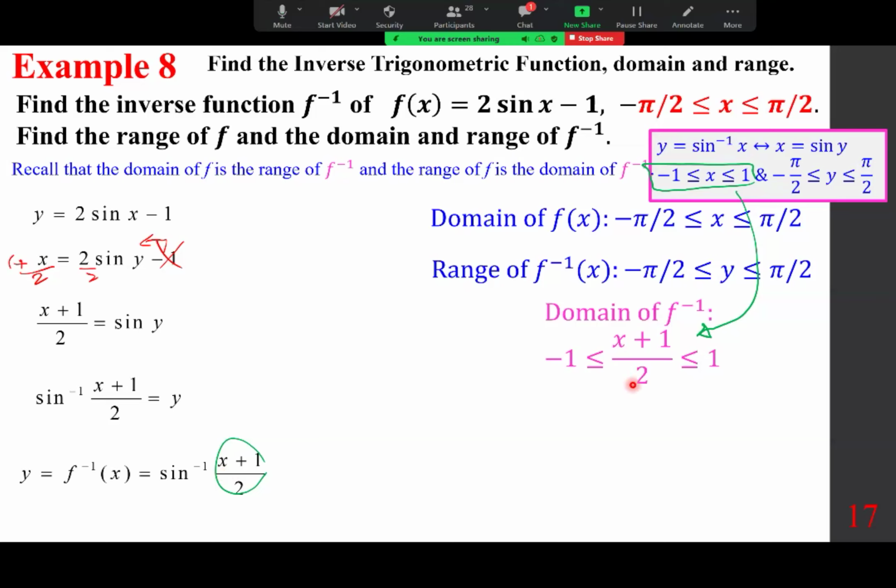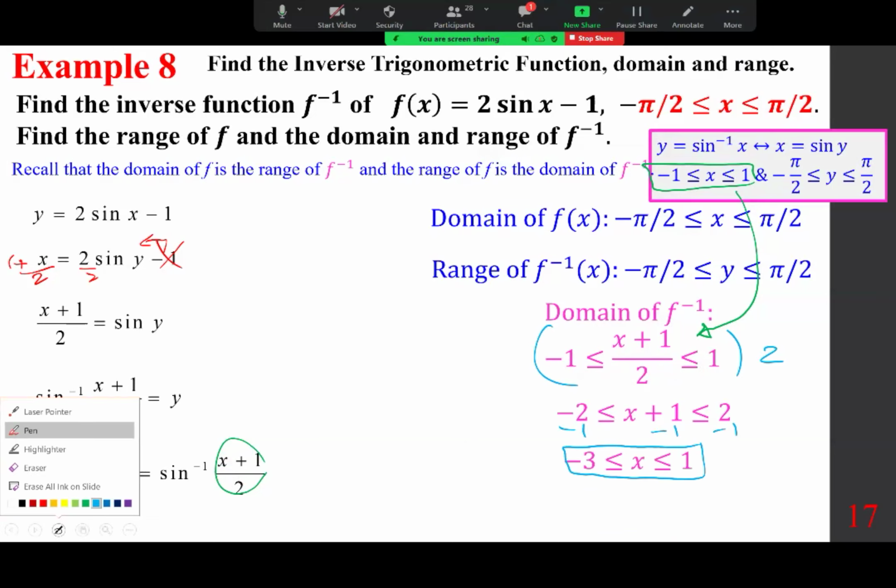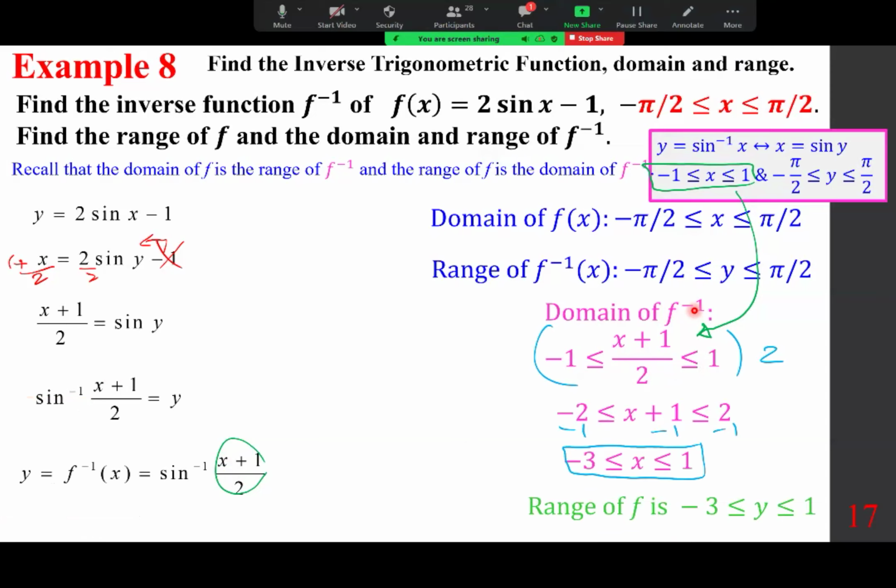We're going to multiply by 2, okay? So you're going to multiply both sides by 2. And you are going to subtract 1. And this is the domain of f inverse. Domain of f inverse makes it range of f. And we are done.